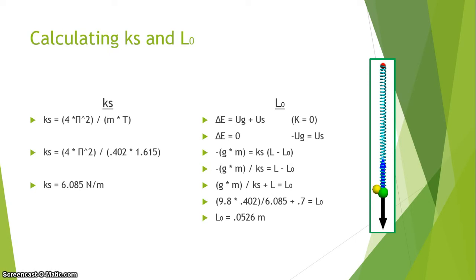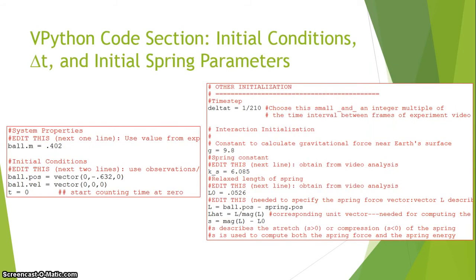In the system, the energy principle states that the negative of the gravitational potential energy is equal to the spring's potential energy because both delta K and delta E are equal to 0. L naught was determined to be equal to little g times the mass of the system divided by the spring stiffness. This was added to the spring's stretch length of 0.7 meters in order to calculate L naught equal to 0.0526 meters. The most important sections of the VPython code will now be discussed.